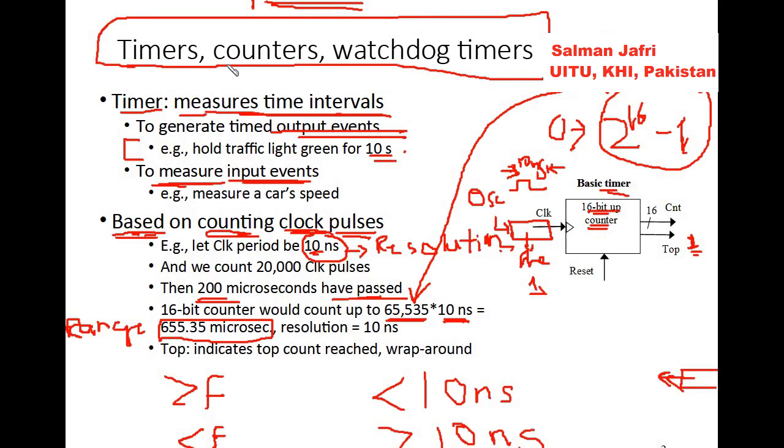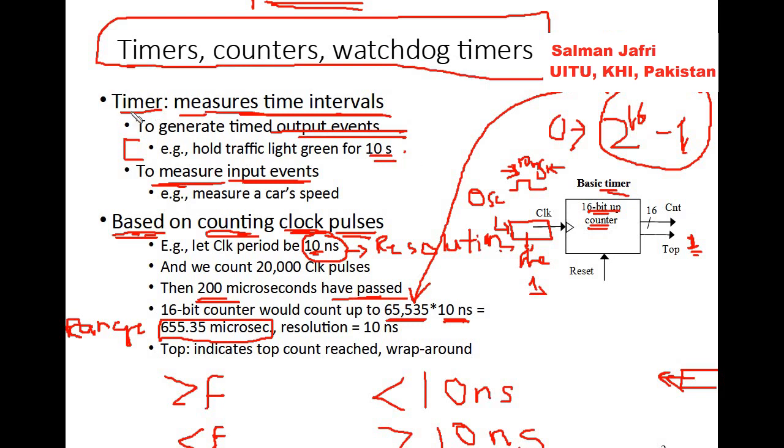So we start with the most important peripherals. I would say that no embedded system is complete without these peripherals. These are called timers and counters. Timers, counters, and a special class of timers that is called the watchdog timer.